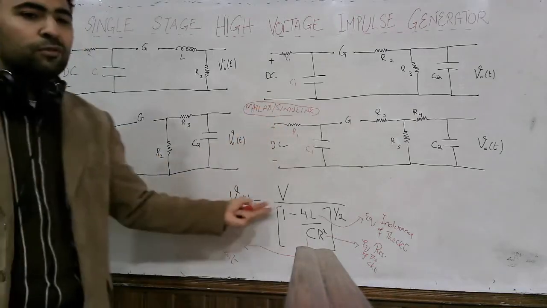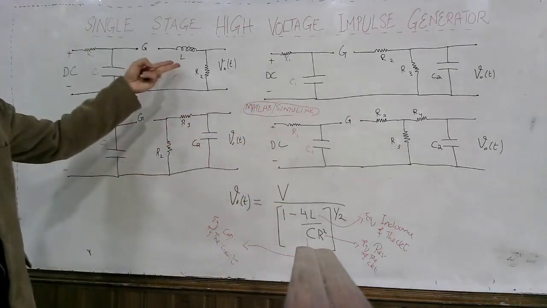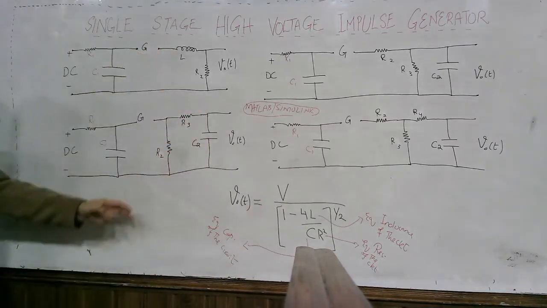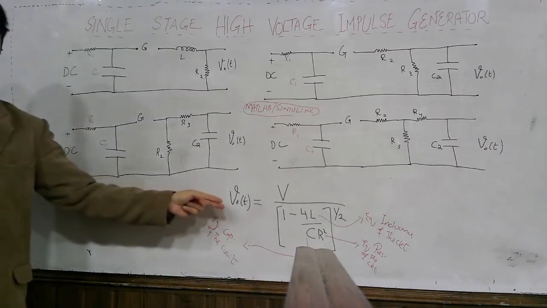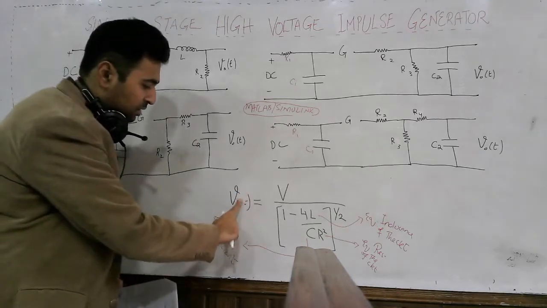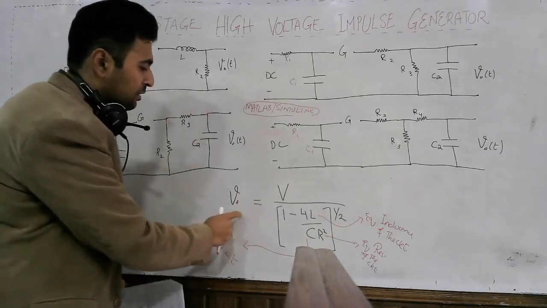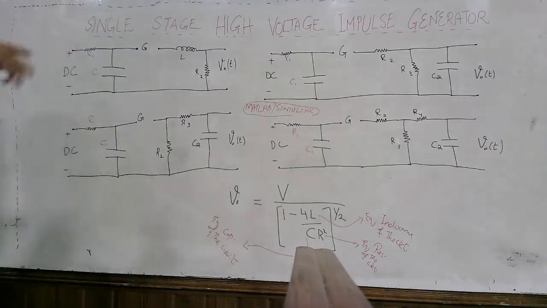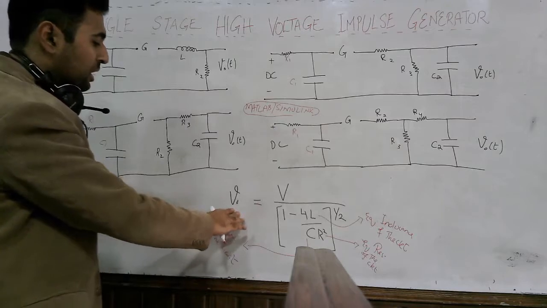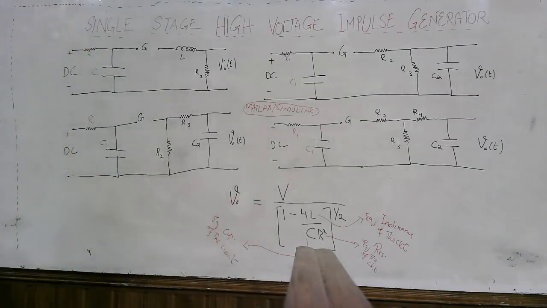This is the theoretical output voltage. Obviously, practically there are some other voltage drops across the self inductances and some other parameters, but this is the output voltage equation of the circuit. This is not time dependent, that was my mistake. This equation is telling you the maximum voltage, the peak value of the impulse voltage which can be reached.